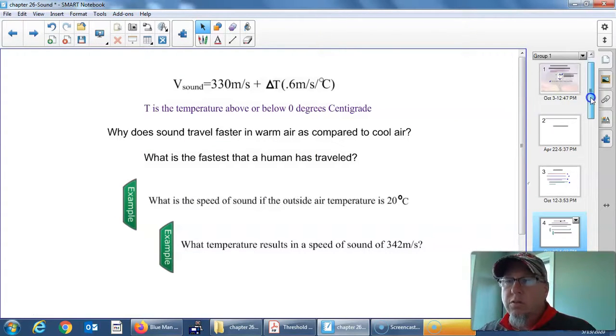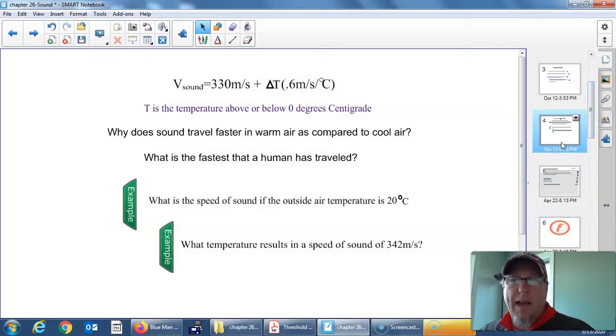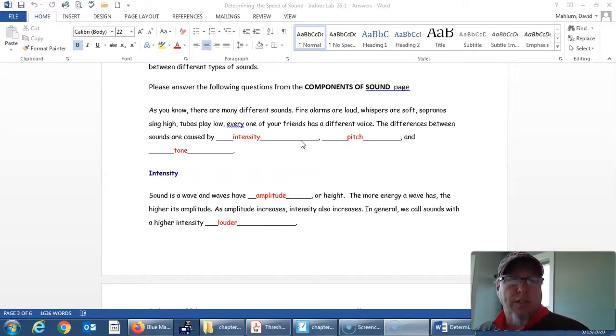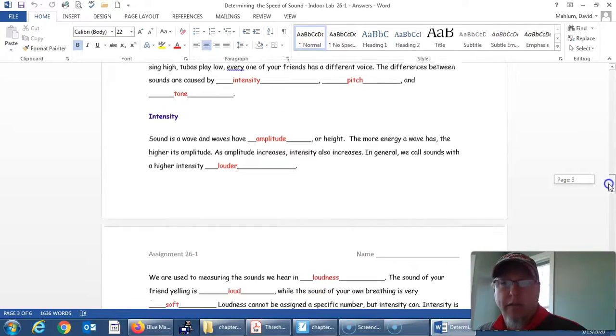So what we're going to do today is go a little bit further into that packet that you did, that 26-1 packet, and look at some properties of sound. So here is that 26-1 packet that you were filling out, and we're going to look a little bit at intensity today, pitch, and tone. So I'm actually going to start with pitch, but you kind of already have notes on it. That was the purpose of the handout.